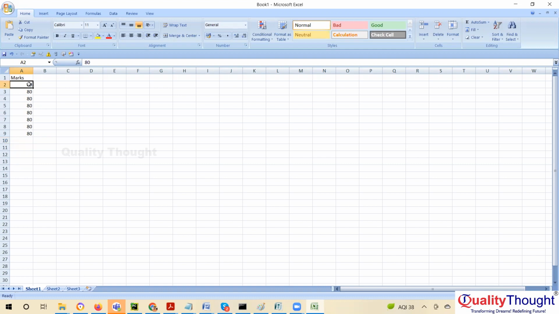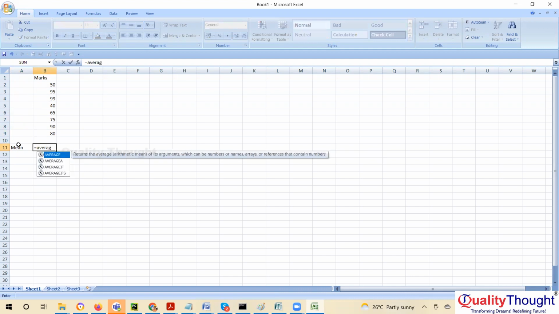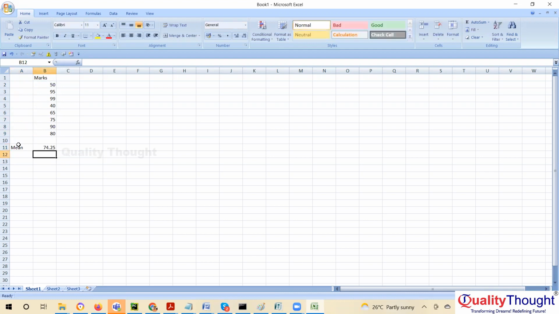But in reality, in one subject you can be very poor, and in another subject you can be extremely talented, right? You can get 40 here, then 65, 75, 90, and 80. Now, in this case, what is the average? Okay, so I'll move this to column 2 and calculate here. Mean is your average, right? So your average is 74.25.